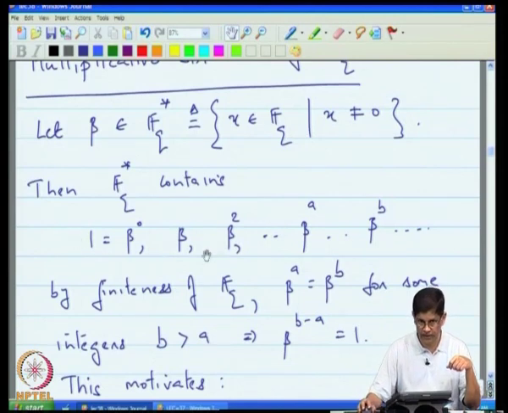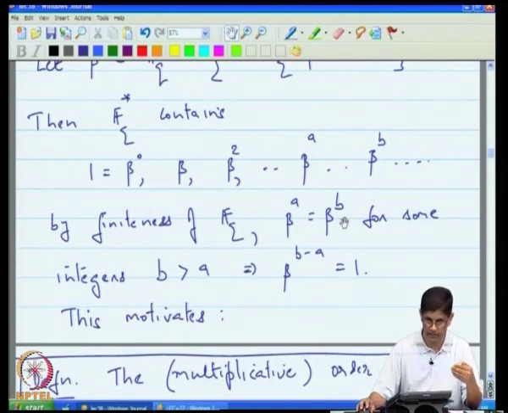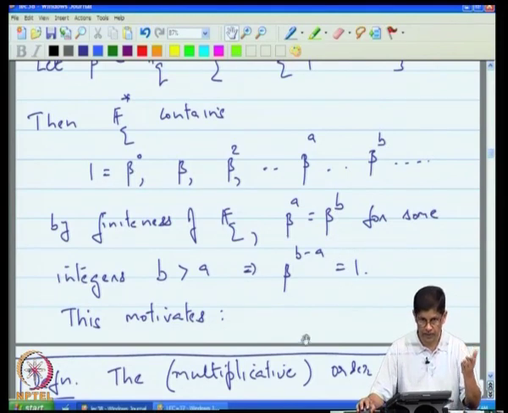But this is an infinite sequence, and this finite field after all is finite. So, therefore, at some point you must have repetition, that is, for some pair of integers a and b with b greater than a, beta to the a must equal beta to the b. Okay, beta to the a is equal to beta to the b, but that is equivalent to saying that beta to the b minus a is equal to 1.